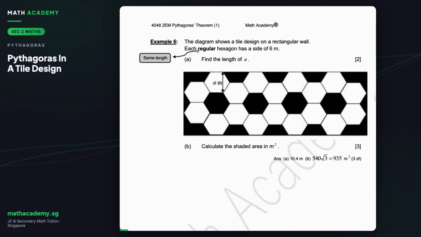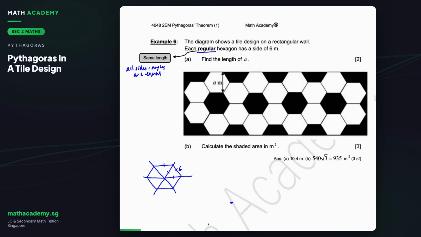Okay, so when we see regular, it not only means same length. It means that all sides and also all the angles are equal. So this is your regular hexagon. So I'm going to draw out one of the hexagons here, and I'd like to zoom in to look at one of the triangles. So we know that each of the sides is 6 meters. So this side, they are all the same.